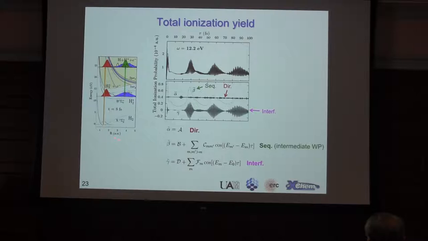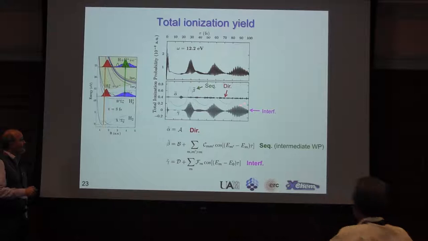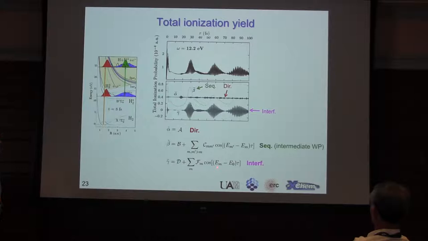Okay, here what you can see again is the result of the calculation, and this is the contribution of the different terms we obtain from the model. And as you can see, the direct term remains more or less constant, as predicted by this formula. For the sequential term, we see an oscillating function with a periodicity of around 30 femtoseconds. And for the interference term, we see that this oscillates around zero, and the frequency of this oscillation is very high because this energy difference is very large. And so this term oscillates, as I said, around zero, so on average this remains close to zero all the time.